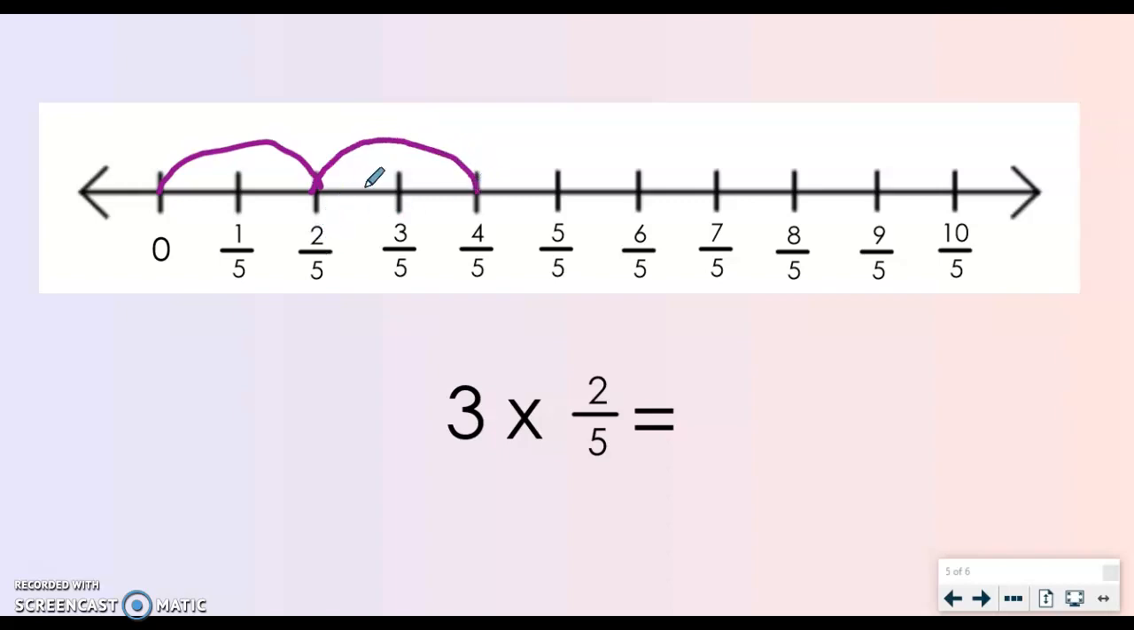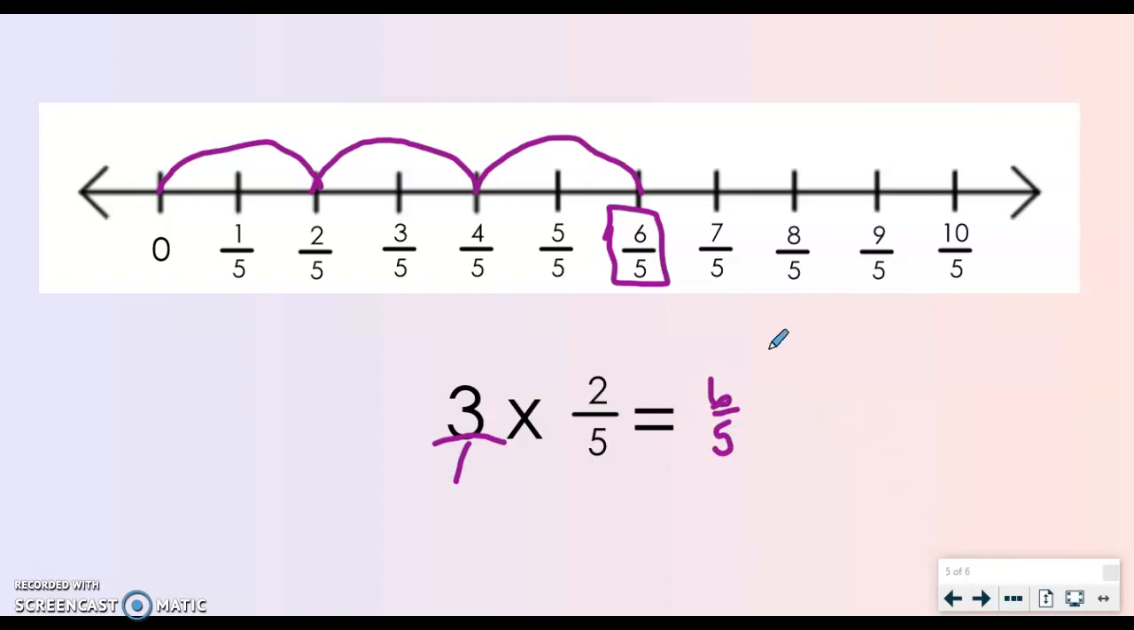I'm going to do 2/5, and then one more time, 2/5, and I'm going to land on 6/5. Okay. So with a number line, you would just have to do however many spaces in between your jumps as your numerator has listed. And again, if you do the real simple strategy of just multiplying across, making this into a fraction over 1, 3 times 2 is 6, and 1 times 5 is still going to be 5. So you still get 6/5.